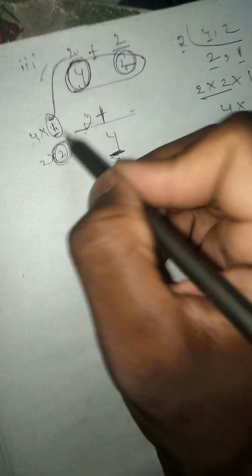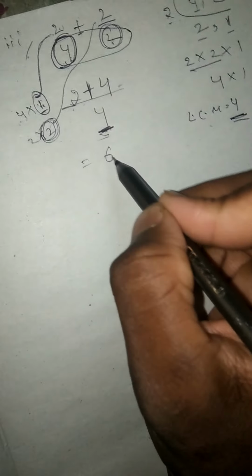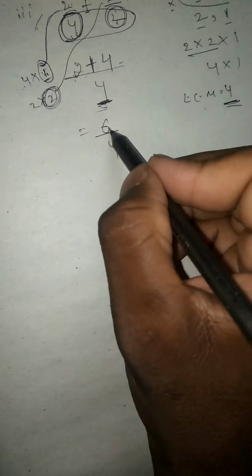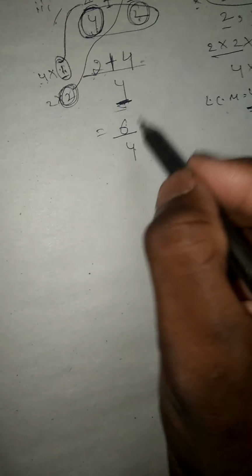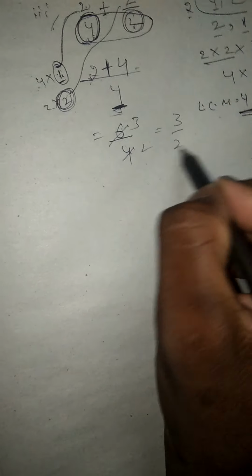1 into 2, 2. Here there is a positive sign, so we have to put a positive sign here. Now comes to the 2. In the 2 table we want 4. 2 twos are 4. We have to multiply this number with 2. 2 into 2, 4. 2 plus 4, 6 by 4. 6 by 4 cancel in the 2 table. 2 threes, 2 twos. So the answer is 3 by 2.